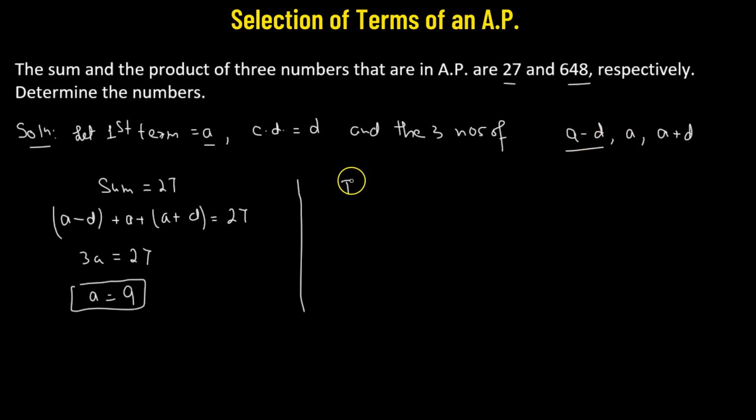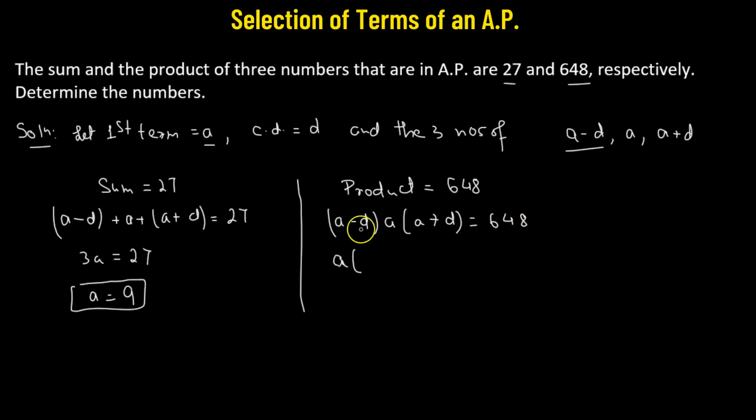Next, it's given that the product equals 648. So let's take the product. We have a minus d multiplied by a, multiplied by a plus d, and this value equals 648. Now we have a multiplied by a minus d times a plus d, which is a factor of a squared minus d squared, equal to 648. Since we've already obtained the value of a, we have 9 multiplied by 81 minus d squared equals 648.